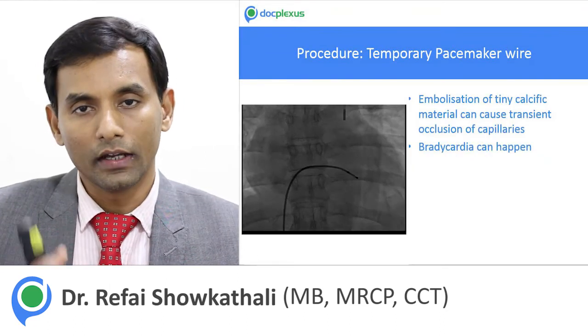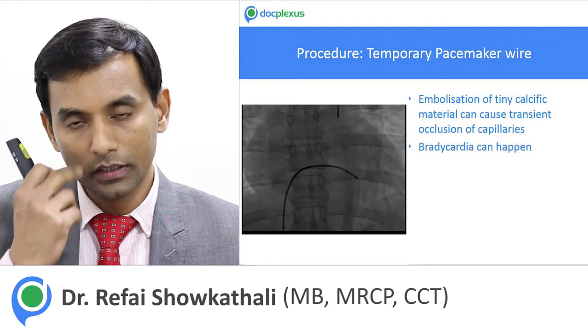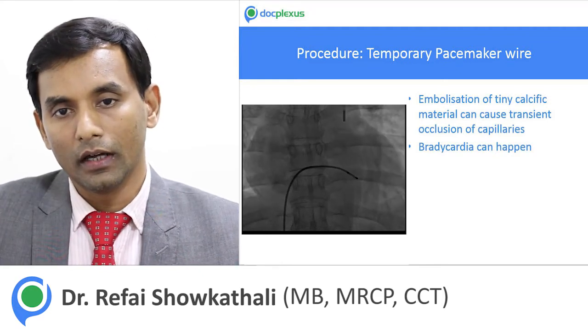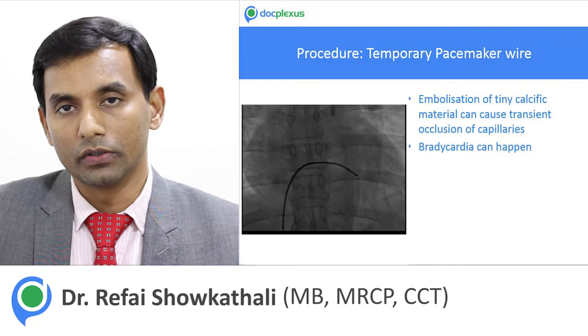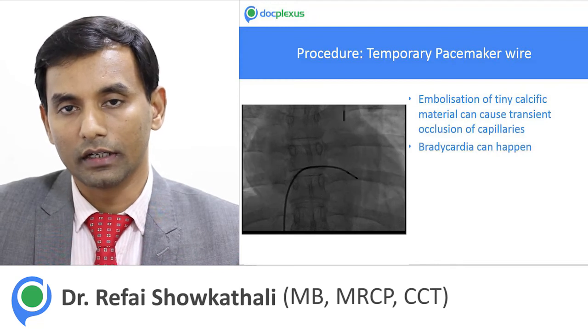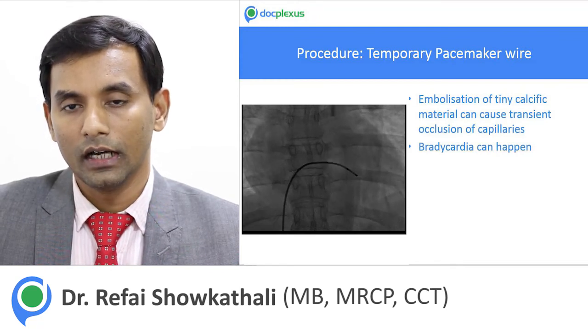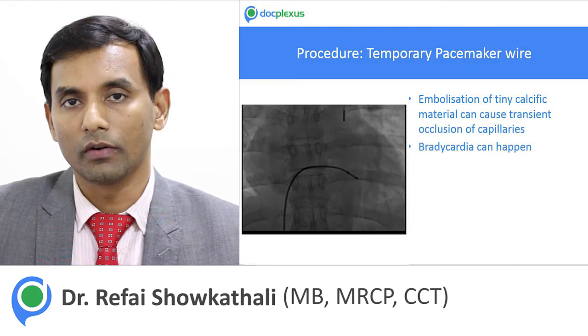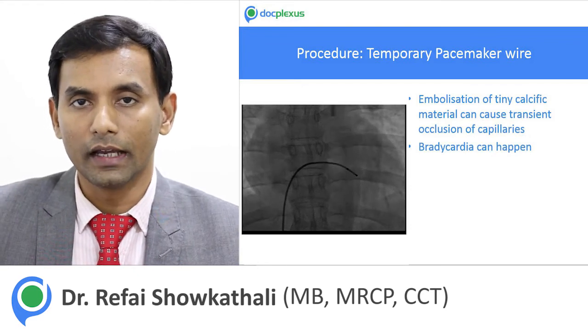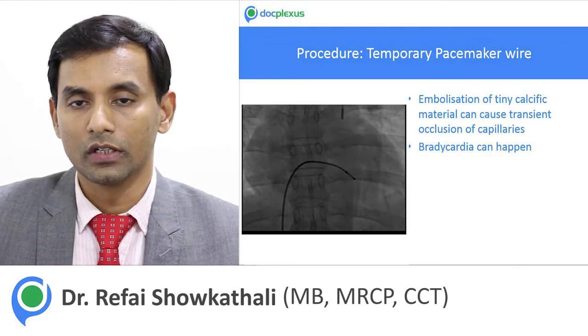He also had to have a temporary pacemaker wire because of the risk of bradycardia during rotablation. Particularly in this case, his right coronary artery was occluded, and the plan was to do rotablation from the left mainstem into the LAD and to do angioplasty of his coronary arteries.